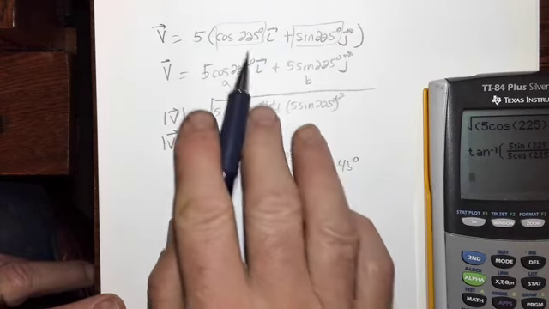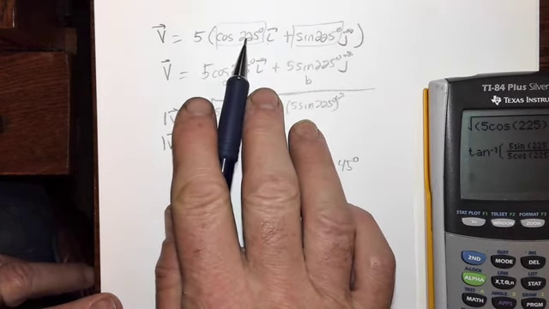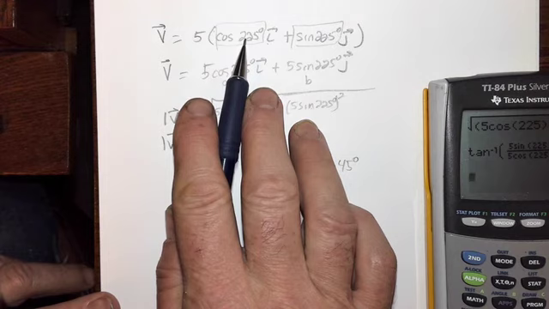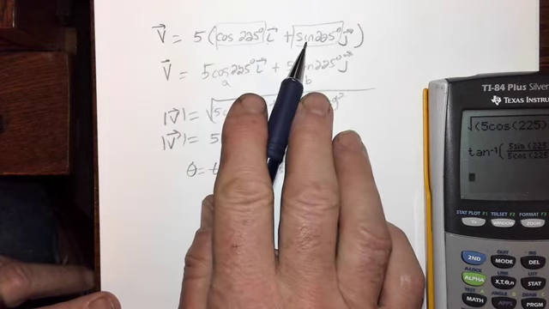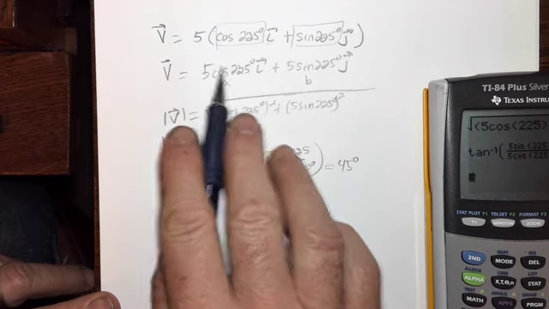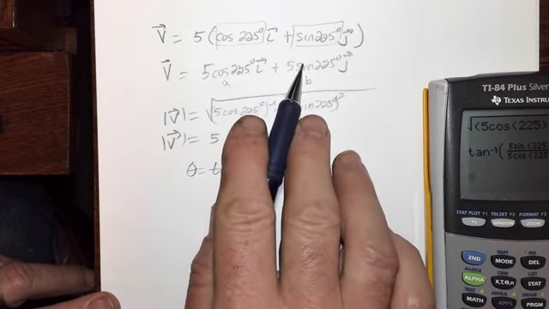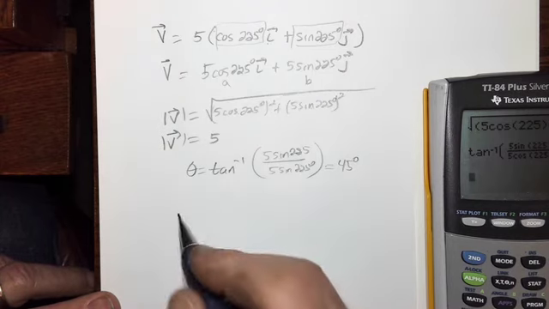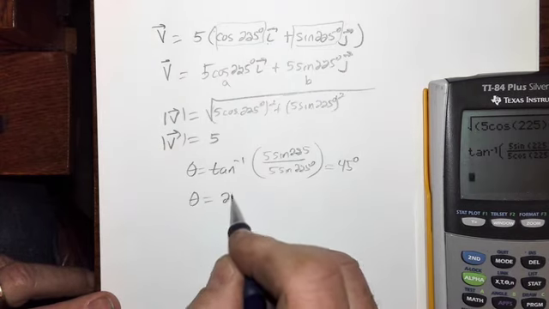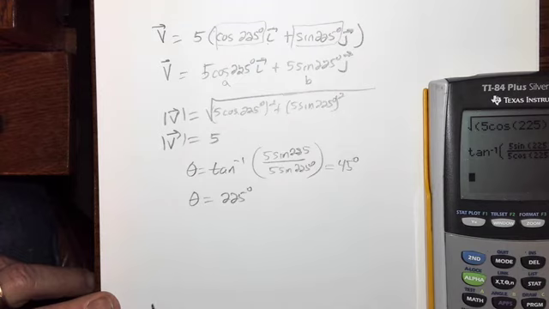Okay? But if you went back here and looked at this, we know the cosine of 225 is negative, and the sine of 225 is negative. So these two numbers are going to be negative. That means this is in the third quadrant. What I would do is add 180 to that, and I get that theta equals 225 degrees.